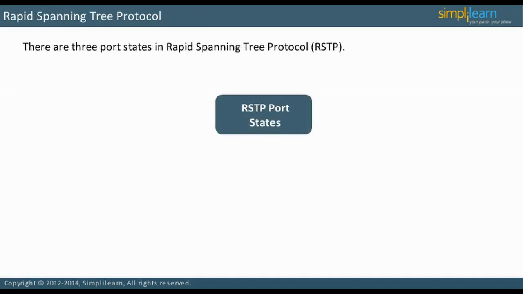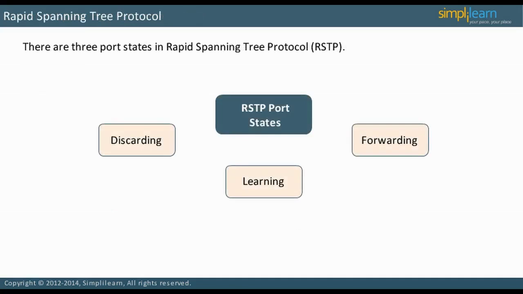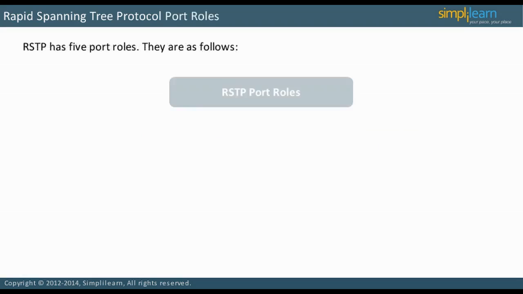In RSTP, there are 3 port states: discarding, learning, and forwarding. The disabled, blocking, and listening states of CST are replaced by a discarding state. In the following slide, let us look into how port roles have changed in RSTP.